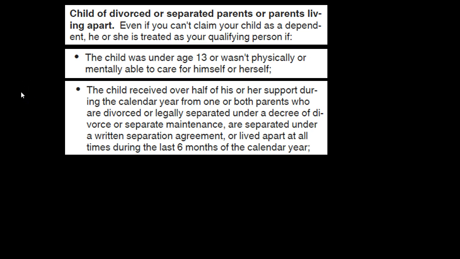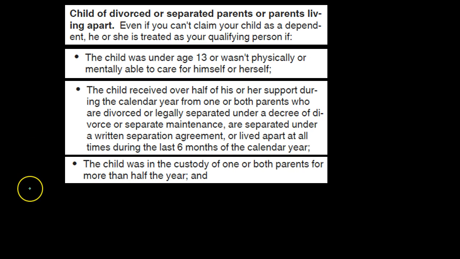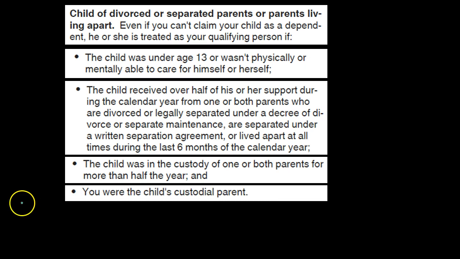The next item, the child received over half his or her support during the calendar year from one or both parents who are divorced or legally separated under a decree of divorce or separate maintenance, or separated under a written separation agreement, or lived apart at all times during the last 6 months of the calendar year. Next item, the child was in the custody of one or both parents for more than half the year, and you are the child's custodial parent.